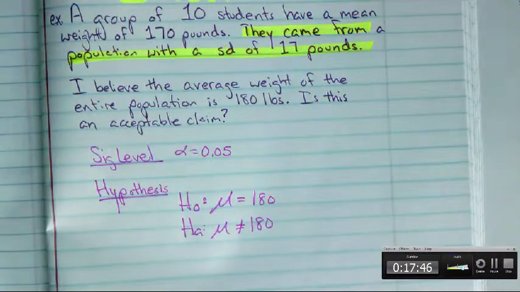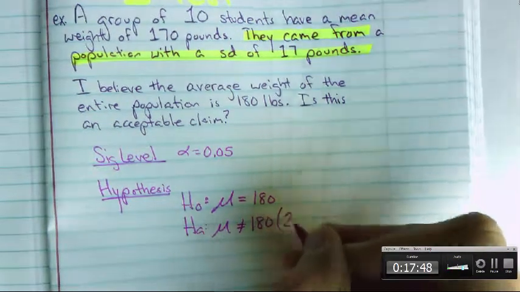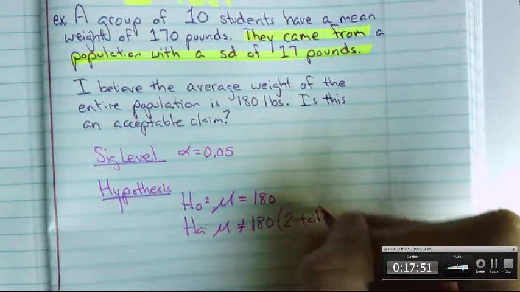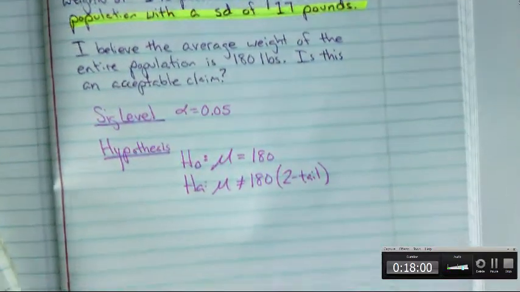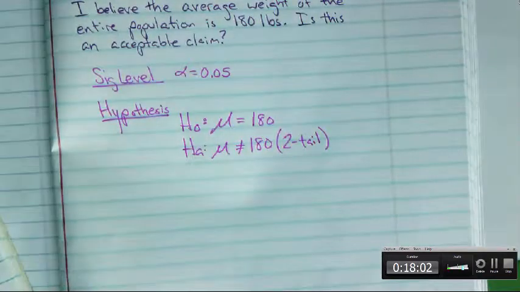A two-tail test is stronger anyways, because at the very end you're going to take your p-value and double it. You're going to times it by 2. So if it works for a two-tail, it'll also work for a one-tail.